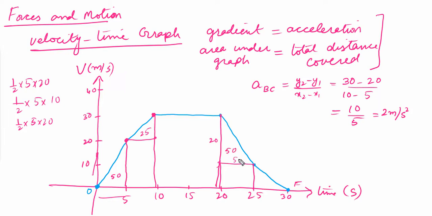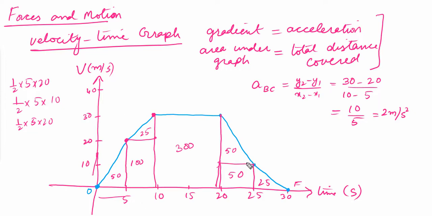And for this one, half times base times height, its base is 5, height is 10, so it will be 25. Now the area of this rectangle is length times width. Its length is 20 and width is 5, so 20 times 5 will be 100. For this rectangle its area will be 10 times 30, so that will be 300. For this rectangle it's 5 times 10, so that is 50.